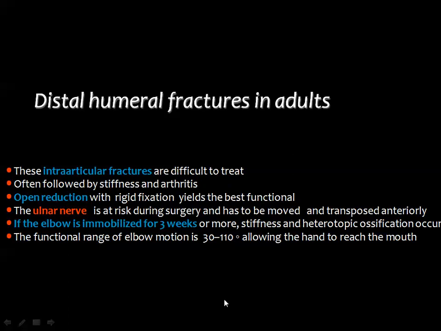So they frequently need open reduction with rigid fixation and early mobilization, since if the elbow is immobilized for 3 weeks or more, then you are afraid of stiffness and heterotopic ossification, meaning the development of myositis ossificans. One of the important anatomic structures in this area is the ulnar nerve, which should be looked for during surgery to prevent its entrapment.